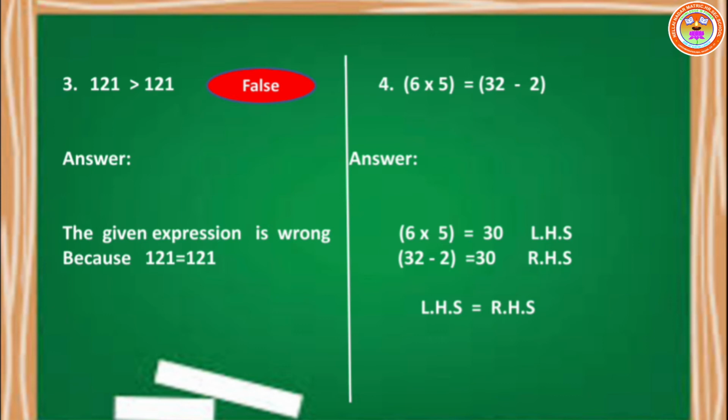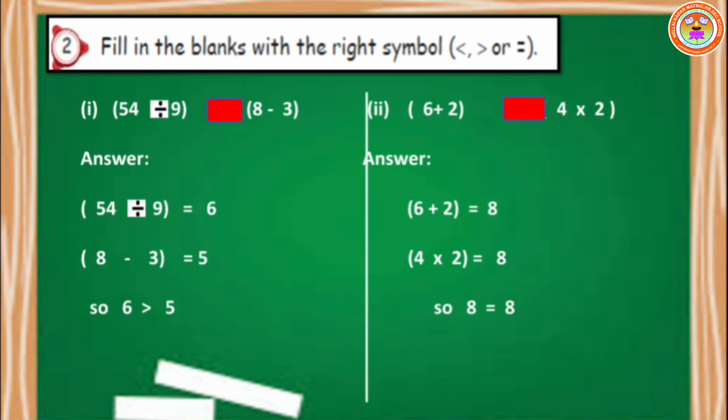Then see the fourth one. 6 into 5 is equal to 32 minus 2. Take the left hand side. 6 into 5 is equal to 30. Then see the right hand side. 32 minus 2 is equal to 30. So both expressions give a result of 30 only. So we can say these two expressions are equal. So the given expression is true. Is it clear, students? Yes?